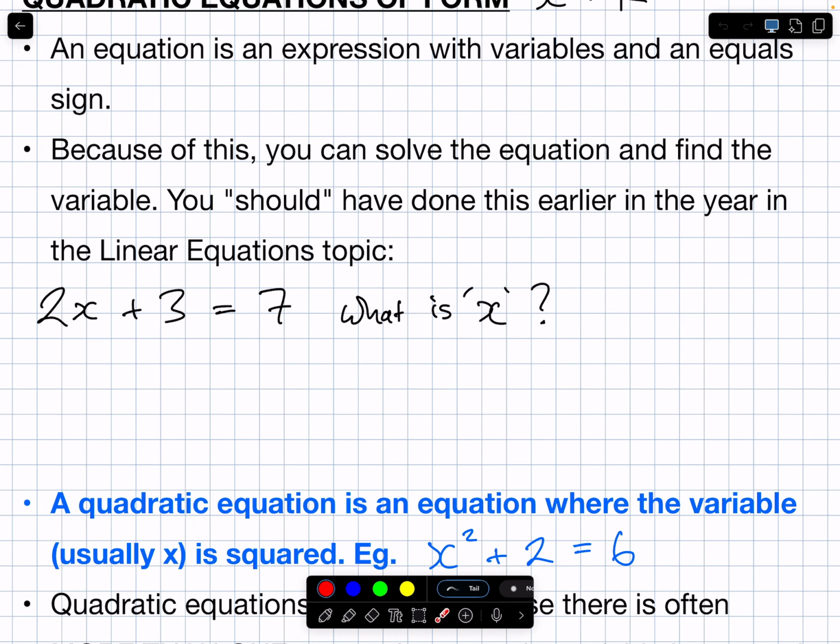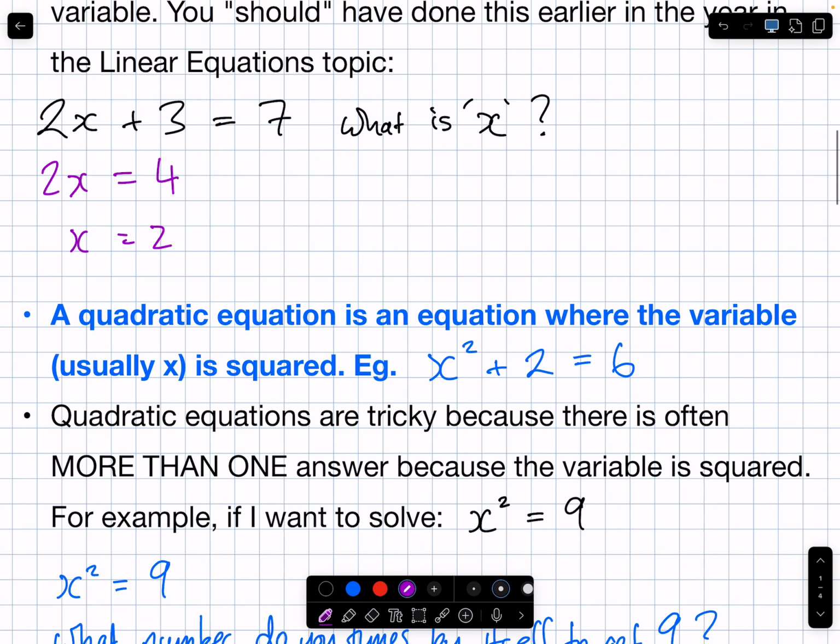Is there any squared here in this 2x plus 3? You could solve that for me. What would my first step be? How would I get rid of the plus 3? So it's going to be 2x equals 4. How do I get rid of the times by 2? So it's going to be 2. You can solve that, okay?